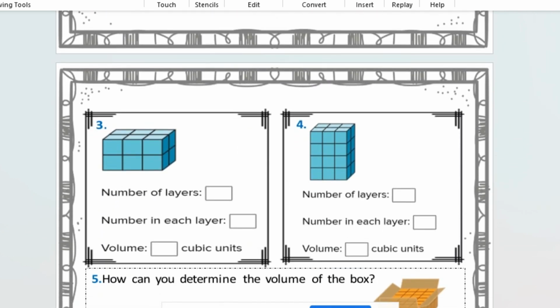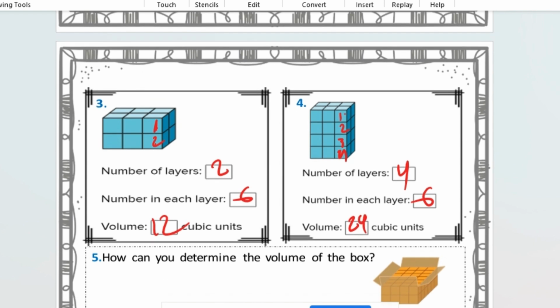Now here we have 2 layers, and we have 6 in each layer, so 2 times 6 is 12. Now here we have 4 layers, and we have 6 cubes in each layer. 6 times 4 is 24 cubic units.